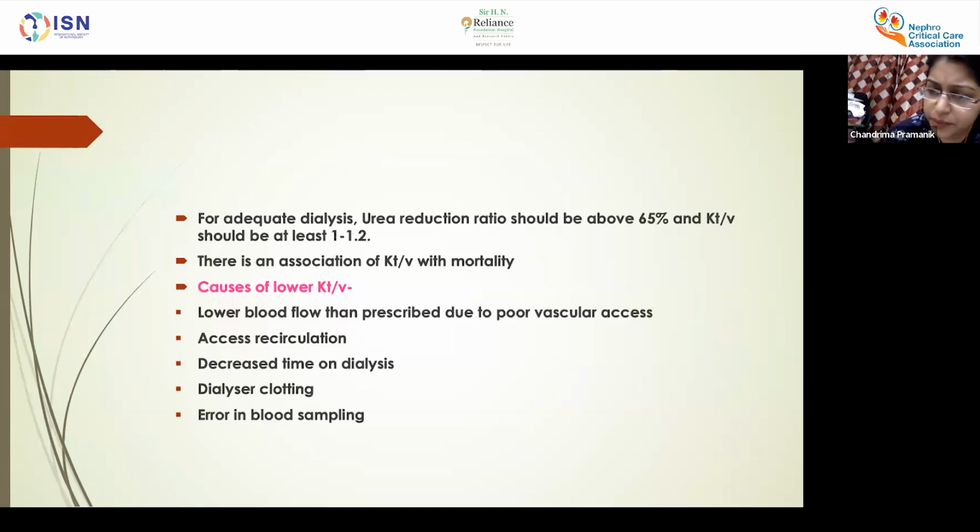Ma'am, there is a logarithmic relation between KT by V and URR. That is, KT by V is equal to minus ln, that is, minus logarithm of 1 minus URR. So what URR is, it is a marker of urea removal. But what KT by V in addition gives you, if you can go back to that Daugirdas equation.